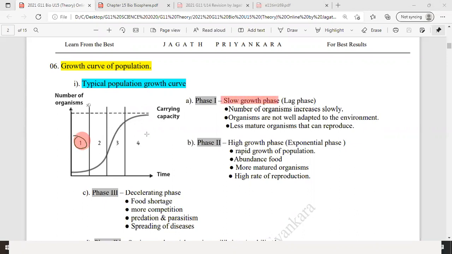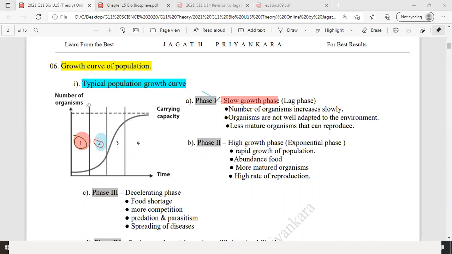Then why slow growth? Less matured organisms, lack of enough food. Number 2, what happened? Then the population growth is increasing. Why? Now the population growth has slightly increased. What is the difference? Have you ever thought why this second one is like acceleration, a rapid increase in the population? You can see phase 2. I call it high growth. The second phase is called high growth.